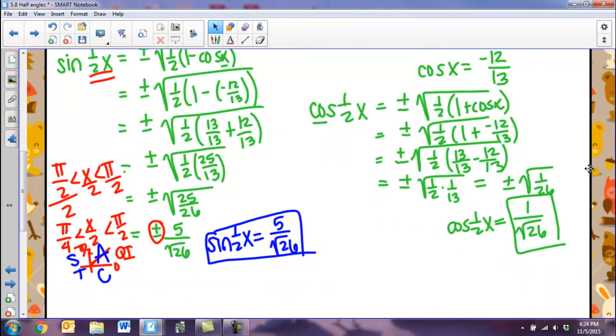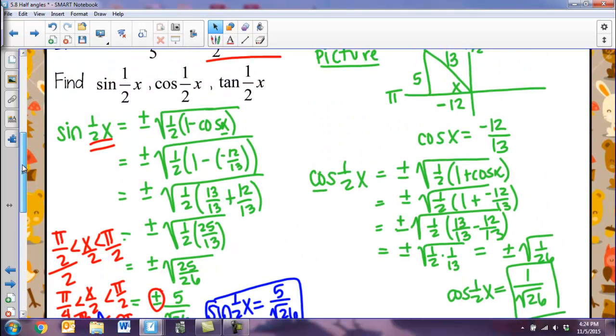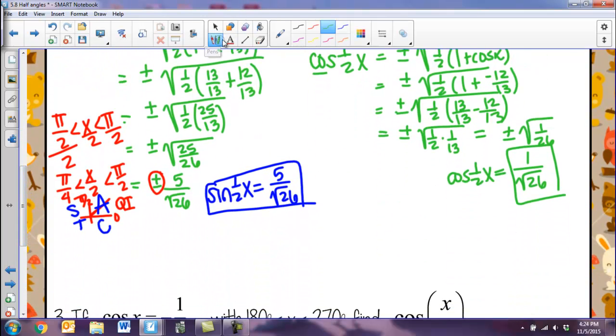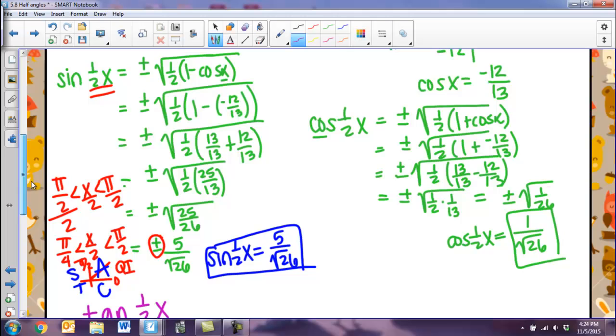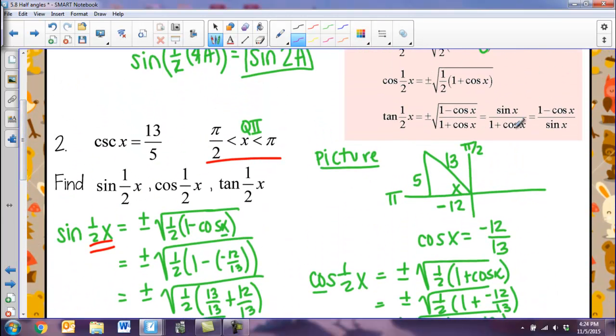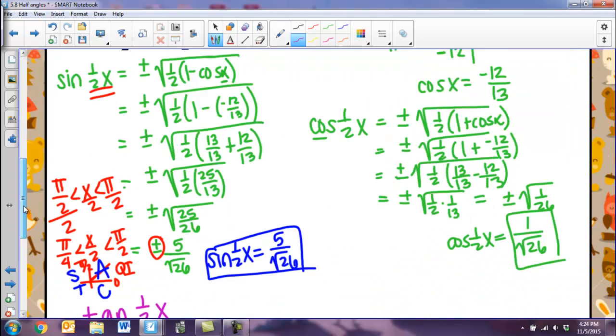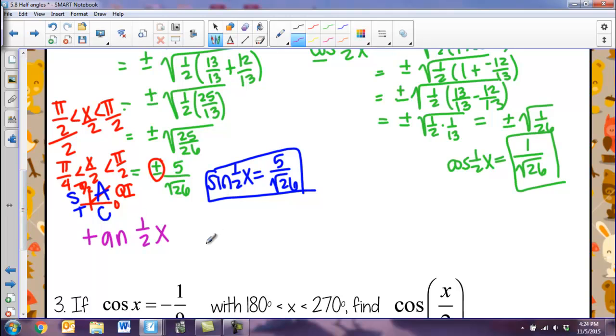Okay, and then the last one they asked me to find was the tangent of 1/2 x. And if you look at that formula chart, there is some stuff that you can use for the tangent of 1/2 x. But those other formulas have a sine of x in them, they have a cosine of x in them, you have all this crazy stuff going on. Remember, if you ever have tangent of x, we're trying to work smarter, not harder, and I remember that the tangent of something is equal to the sine of that thing over the cosine of that same argument.